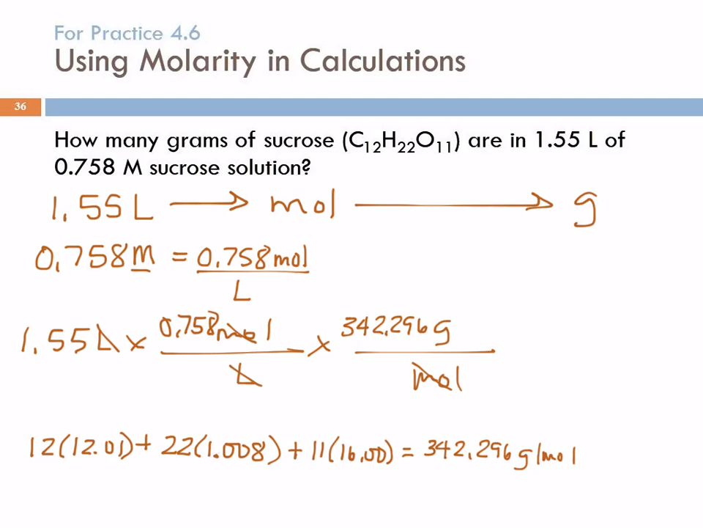If I'm thinking about sig figs, you could argue it either way, that this has 4 significant figures or 2 decimal places. Either way, it's not going to limit my final answer. So then I've got 1.55 times 0.758 times 342.296. And my final answer should have 3 significant figures because the volume and the molarity both had 3. And so this is going to come out to 402 grams of sugar. Any questions?